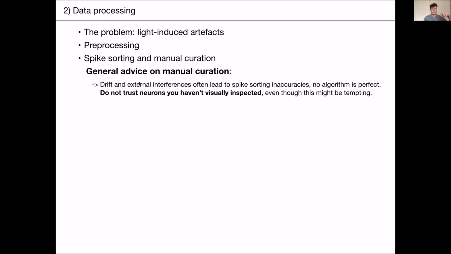So first of all, drift. There is drift and external interferences, and Kilosort is awesome, but no algorithm is perfect. So really, do not trust neurons you haven't visually inspected, even though this might be tempting.